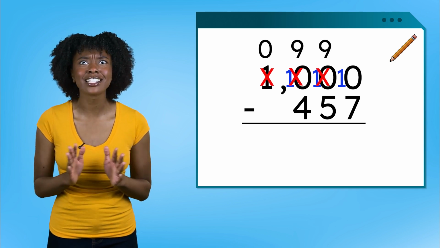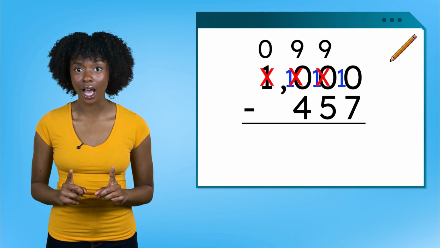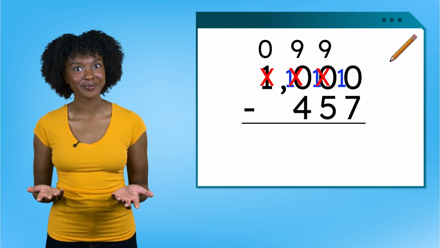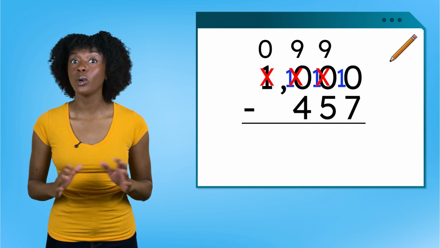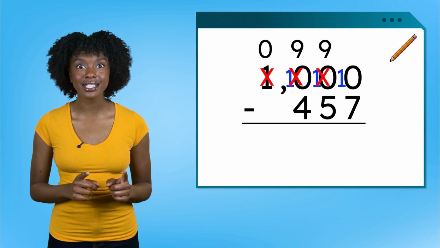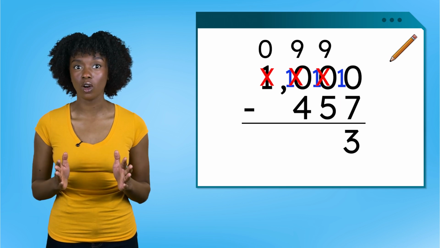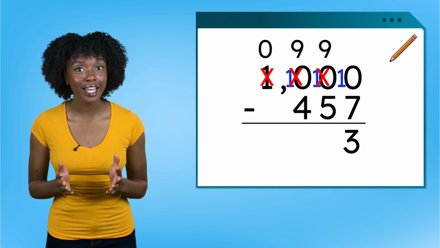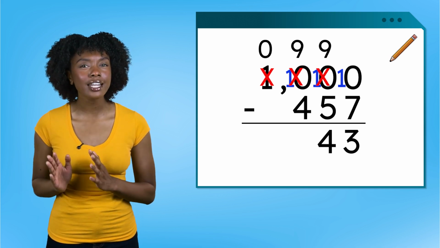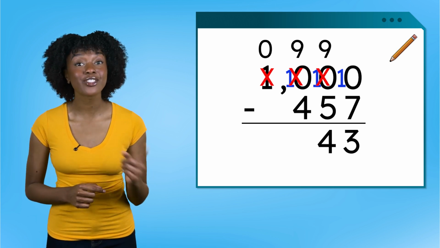Wow, that was a lot of regrouping. Let's stop and check. Do we have enough on top to subtract in each place value now? We do. Now we can subtract. We now have 10 ones and we're subtracting 7 ones. 10 minus 7 is 3, so we'll put a 3 in the ones place. There are 9 tens now and we're subtracting 5. 9 minus 5 is 4. Let's put that in the tens place. There are 9 hundreds and we're subtracting 4. 9 minus 4 is 5 hundreds.